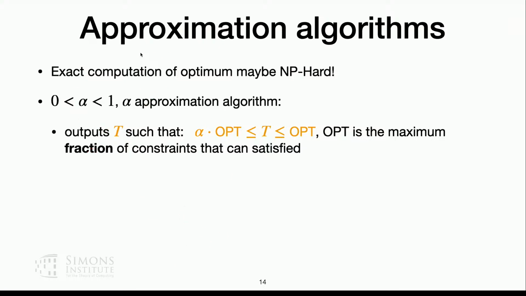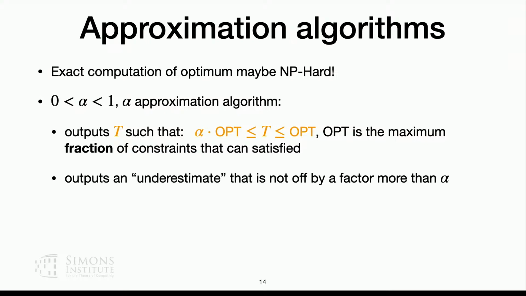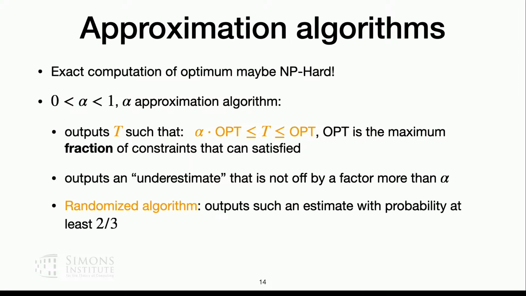And the reason is because in the streaming setting, you don't really have enough space to even output your assignment typically. So we are not even going to that goal. We're just asking for you to output the value of the CSP instance and not for the assignment itself, which is good. Okay. And you can think about an alpha approximation as an underestimate that's not off by a factor more than alpha. And this is the definition for a deterministic algorithm. In case of a randomized algorithm, we just want to output such an estimate with probability, let's say, at least 2/3.